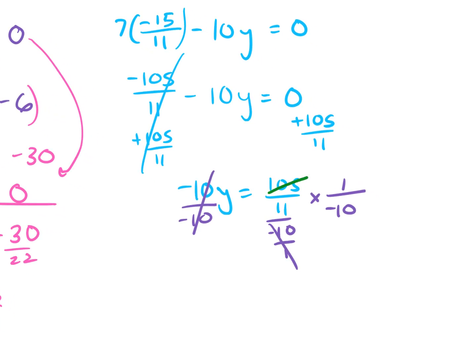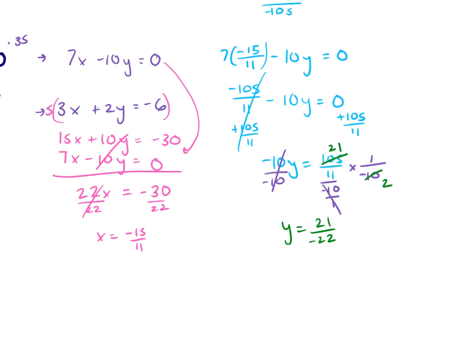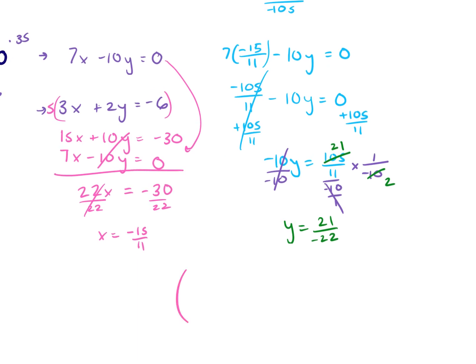I can simplify this a little bit. 5 goes into 105 21 times, and 5 goes into 10 twice. So here we have y is equal to 21 over negative 22. Now when we write our answer, we write it x comma y, so negative 15 over 11 comma 21 over negative 22.